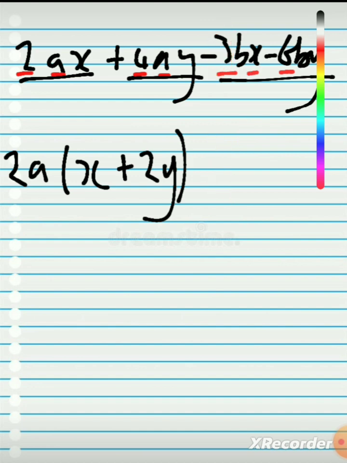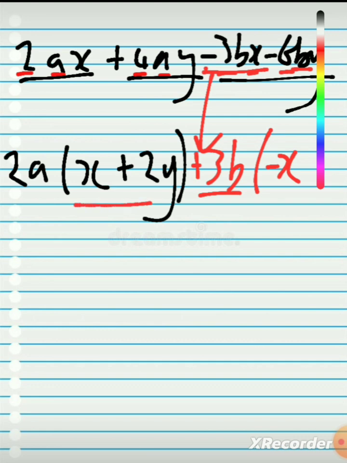So b is also common, it's on both. So let's say you choose positive 3b as the common factor. So negative 3bx divided by positive 3b is going to be negative x. Why? Because negative divided by positive is negative. But the job is to make sure that what is in the brackets is the same. So we want x to be positive.